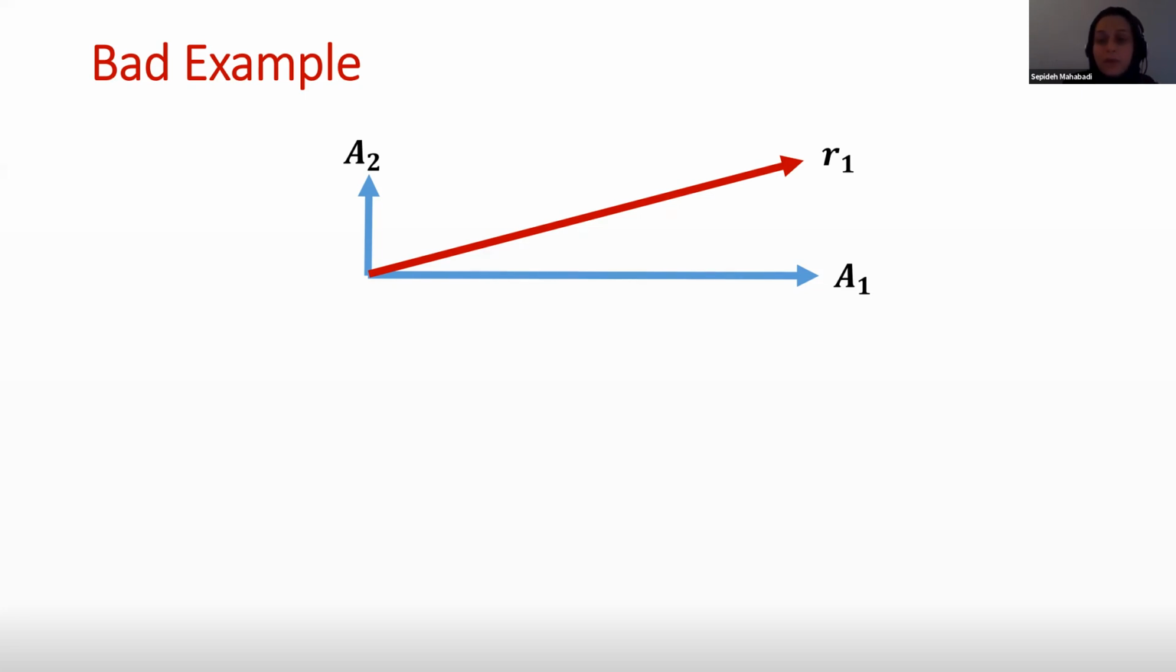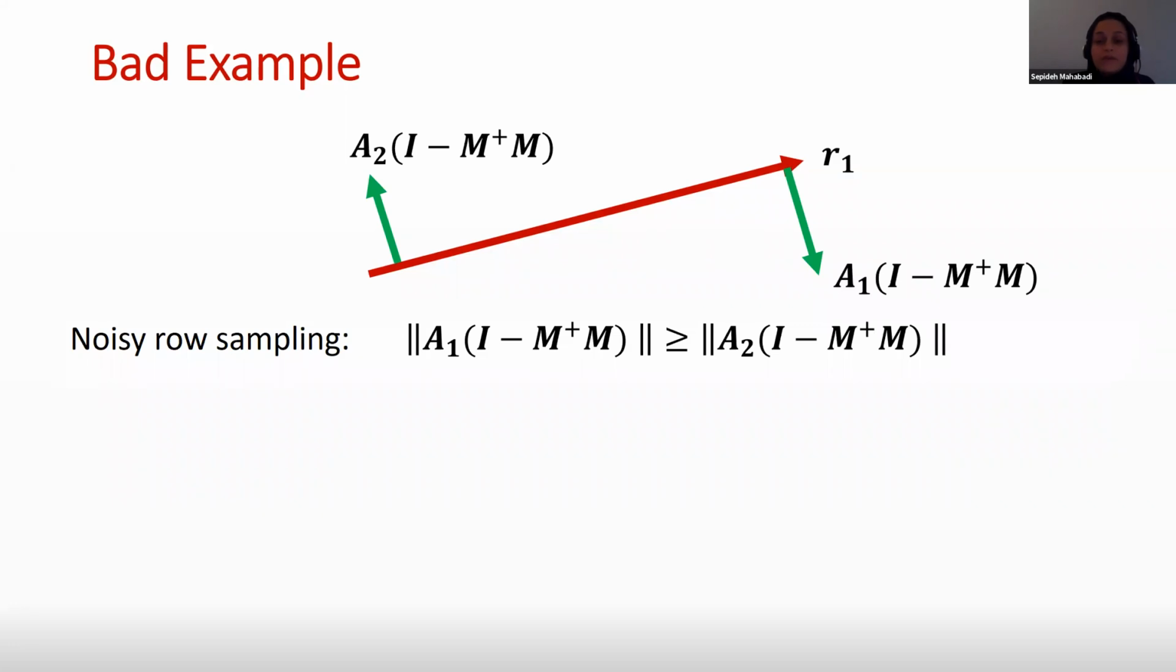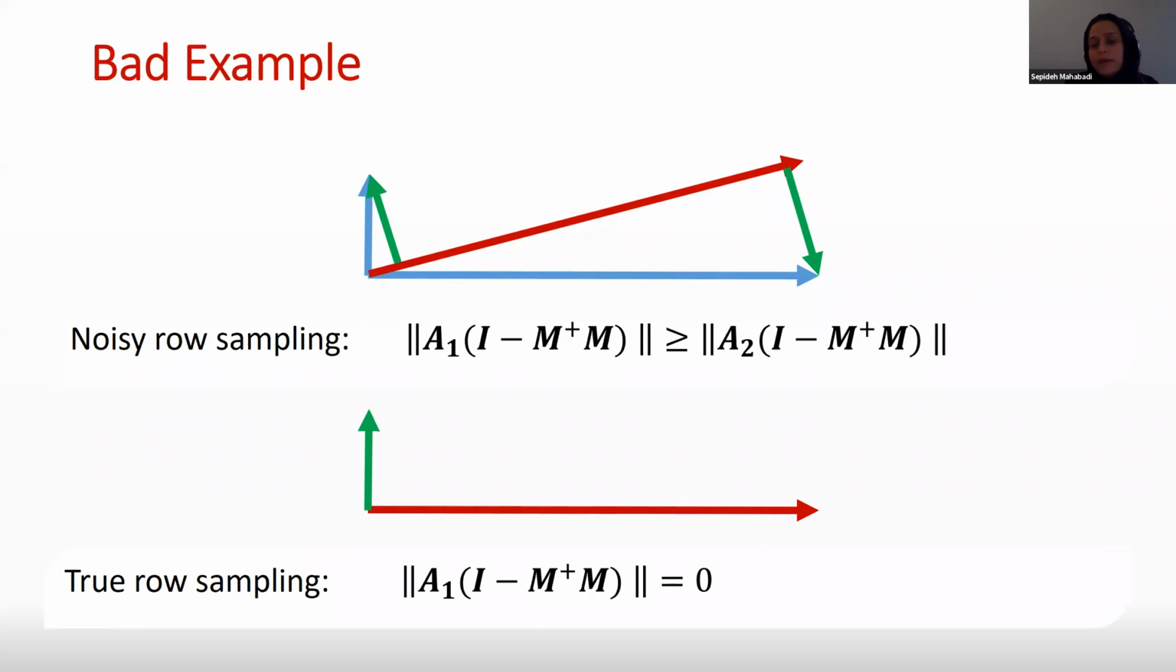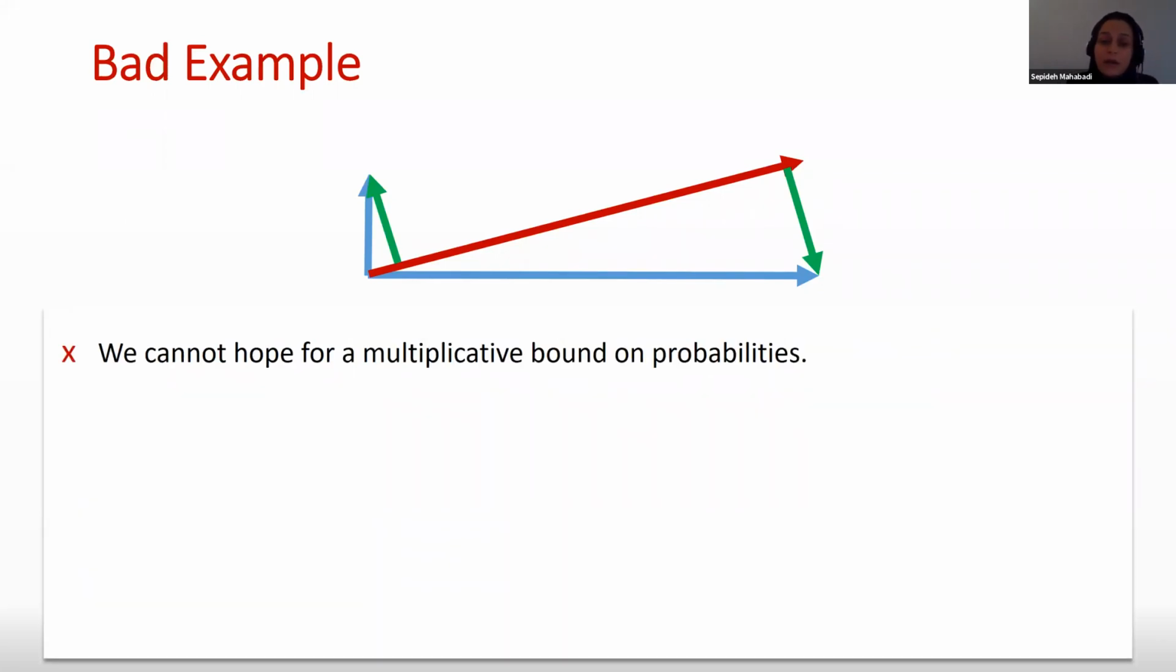For example, if we return R1 instead of A1, we can see that the residual norm of A1 onto R1 is still larger than the residual norm of A2. In fact, we can modify this example so that A1 is selected again and again. Whereas if we didn't have noise and had selected A1 itself in the first round, then the probability of sampling A1 again would have been 0. So this is a concern, and this shows that we cannot hope for a multiplicative bound on the probabilities.